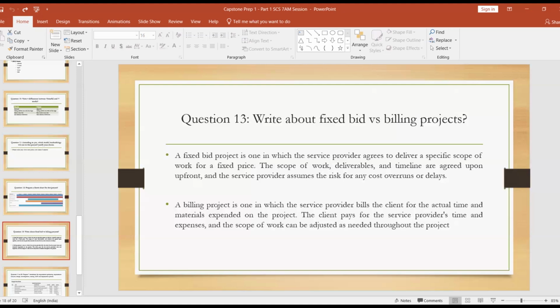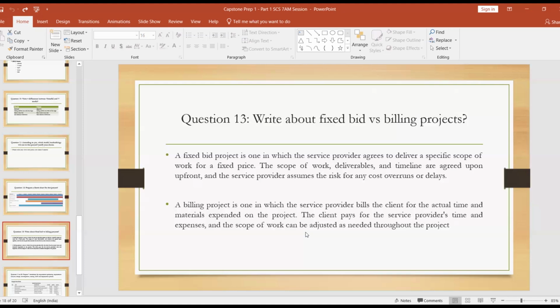So billing projects are nothing but a project in which the service provider bills the client for the actual time and the materials expended on the project. The client pays for the service provider's time and expenses, and the scope of the work can be adjusted as needed throughout this project. So, let us try to understand what exactly a fixed bid project is.